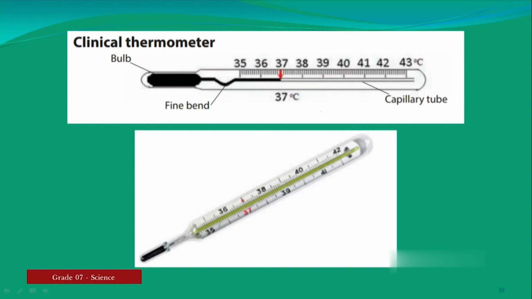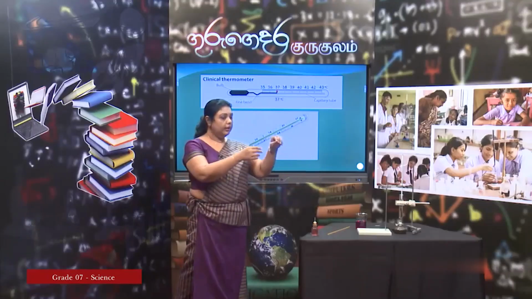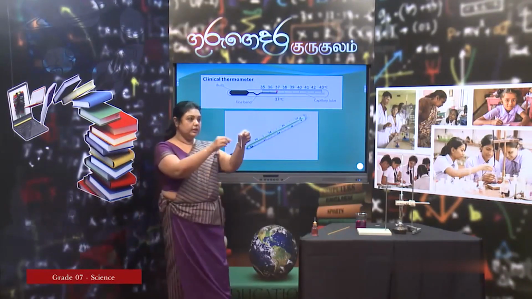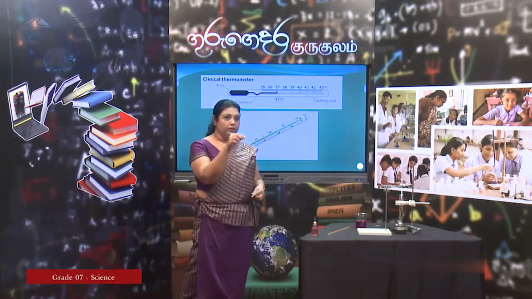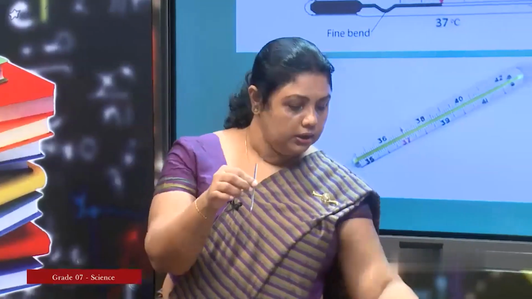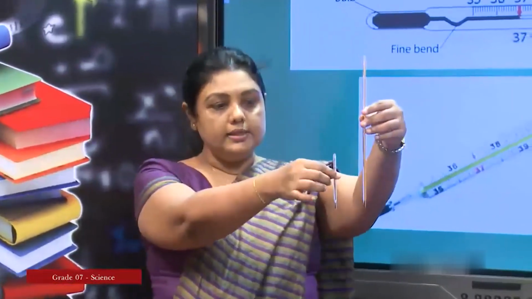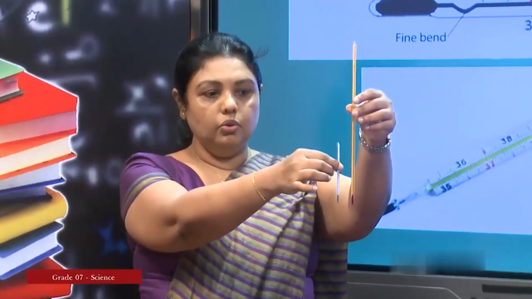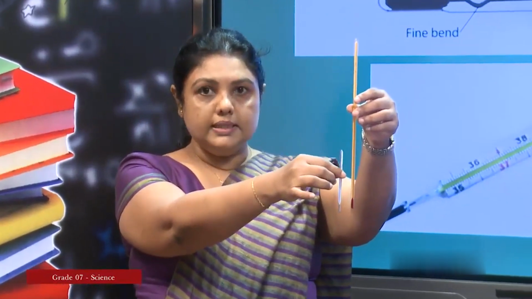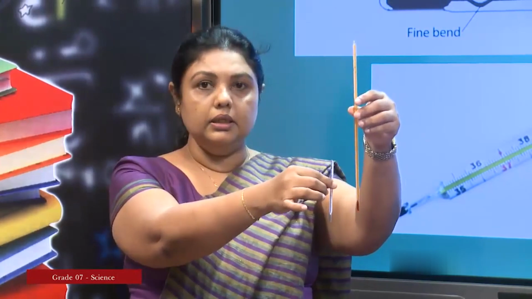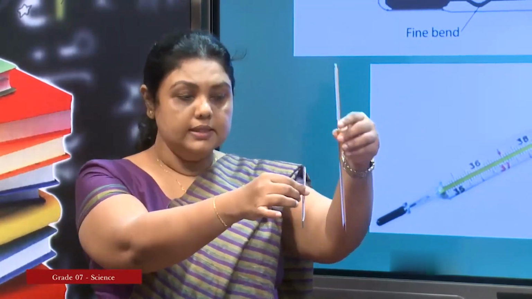I'll show you the real size of the clinical thermometer now. Look at this. This is the real size of the clinical thermometer. I will show you that with the alcohol thermometer and you can see the difference. See the two sizes. The small one is the clinical thermometer, this is the alcohol thermometer, and the mercury thermometer is also the size of this.